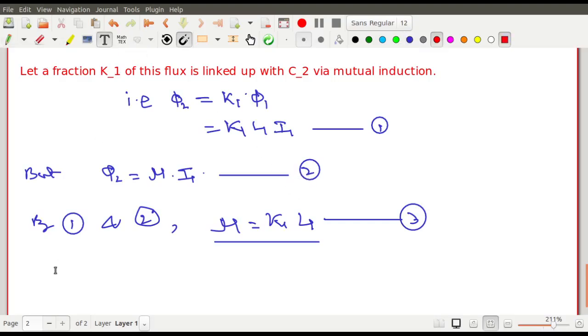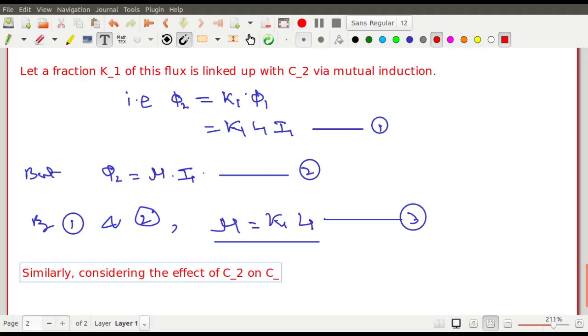Now if I do the other one, similarly considering the effect of C2 on C1, the effect of the second coil on the first coil, then what can we write?